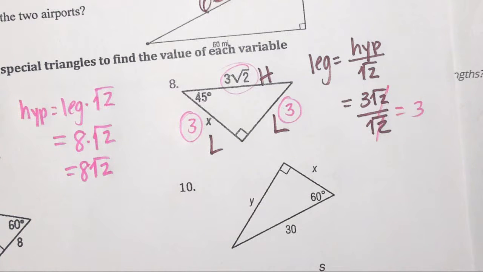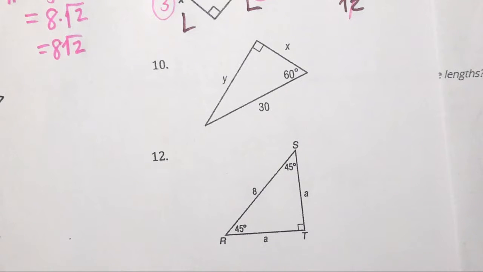Okay, and what other problems should I work? 12. And why is 12 the hardest? Why do I know 12 is the hardest? Because it gives you a pretty number. If there's a pretty number on the hypotenuse, it's a problem. You wish it was an ugly number like number 8.